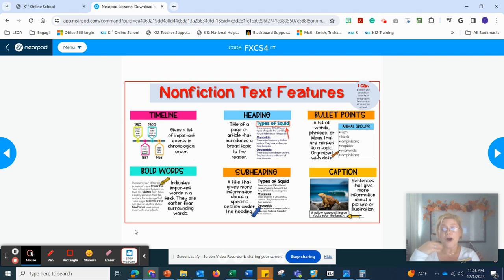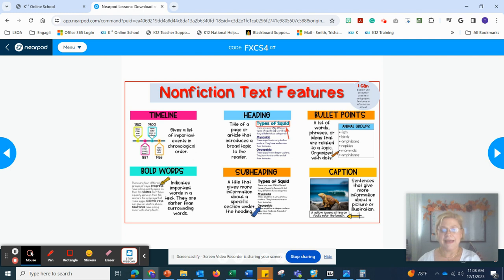Those words are darker than all the other words surrounding it. So that's what a bold word means. And if the author wants to draw your eye to it, the author will either use the bold words, underline those words, or use italics again.